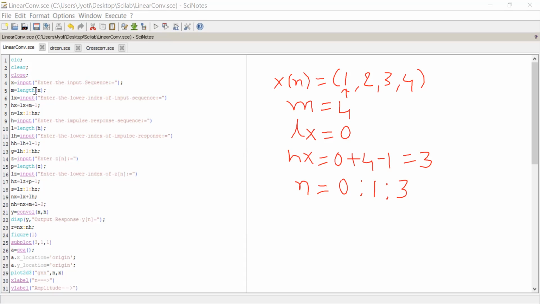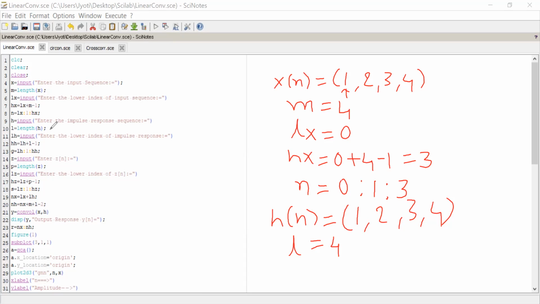Okay. Similarly, you have to do the same for the next sequence, that is the impulse response. h of n is equal to input, enter the impulse response of the sequence. Suppose I take h of n as 1, 2, 3, 4. We can take any signal. Then what is L in the program? Next, L is equal to length of h. How many samples are there? 4 samples. That means L is equal to 4.